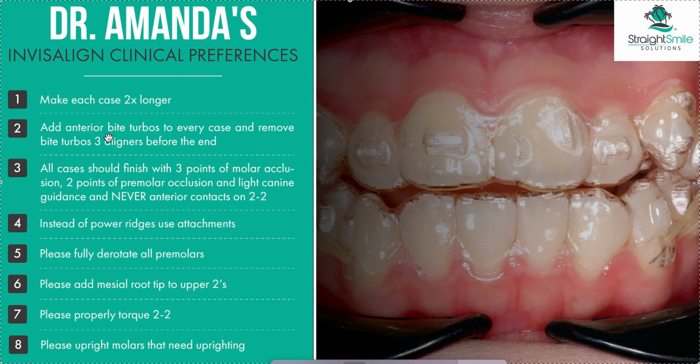Number 2, add anterior bite turbos to pretty much every case and remove the bite turbos 3 aligners before the end. This I do put on every case, so this is actually in our clinical preferences. But I'll tell you when I don't do it. It goes on every single case, but when I get a case back, I double check the pano, the shape of the roots, the tapering of the roots, the crown to root ratio. And if the patient has perio, short roots, widened PDLs, or poor crown to root ratio, I remove them.